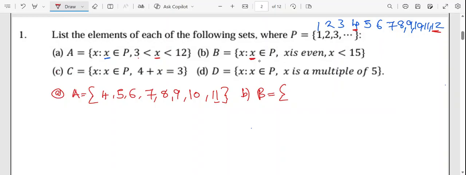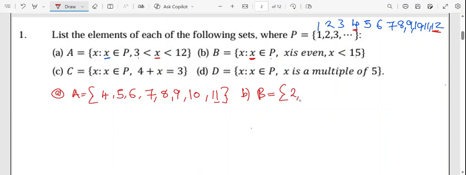So x is a member of P, and the condition given is that x should be an even number, and those evens should be less than. What's the first even number? What are even numbers? Great. So we start from 2 itself, because we can't start from 1. Can you divide 1 by 2? That can't work. So the first even number we have is 2.